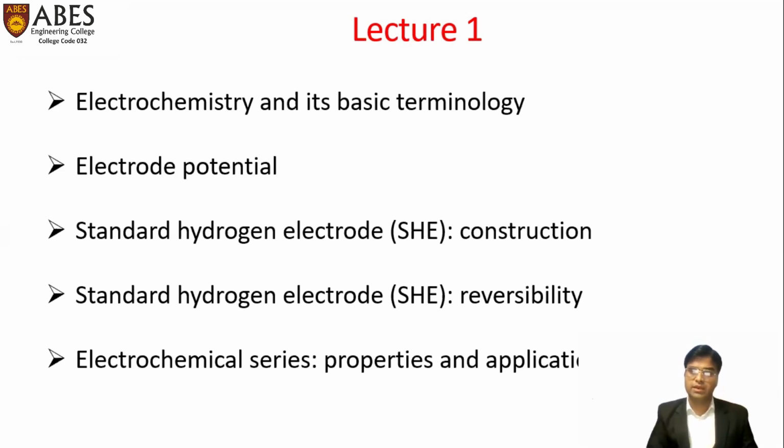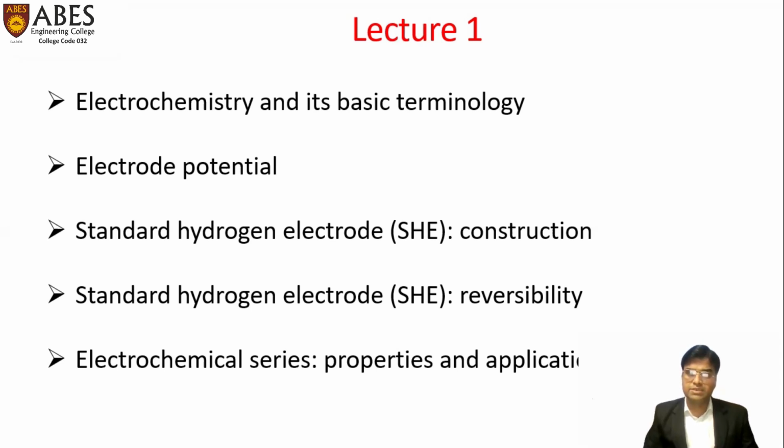So here we shall understand the construction of the standard hydrogen electrode, and we shall discuss its working in terms of the chemical reactions. The standard hydrogen electrode has a unique nature: it is reversible. It means that it can be used as a cathode as well as an anode. So we shall discuss its reversibility in this lecture.